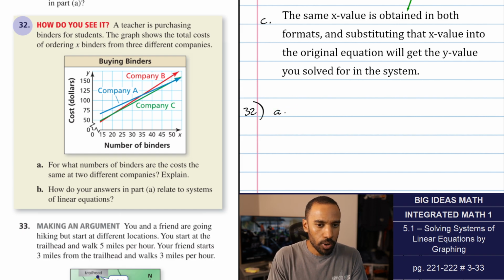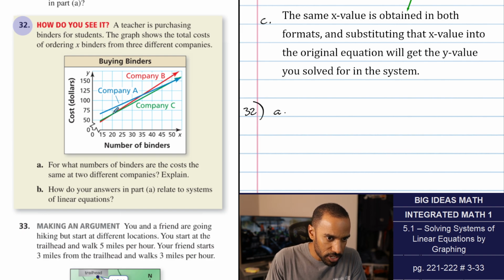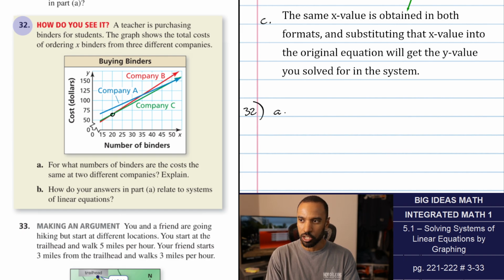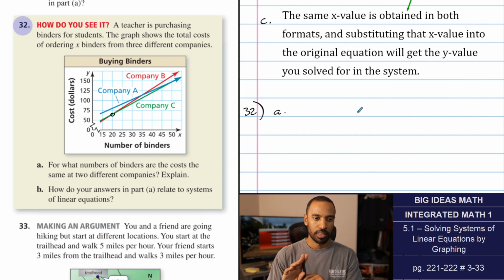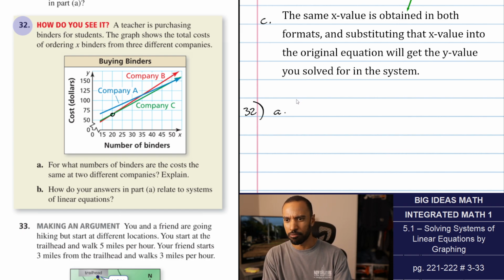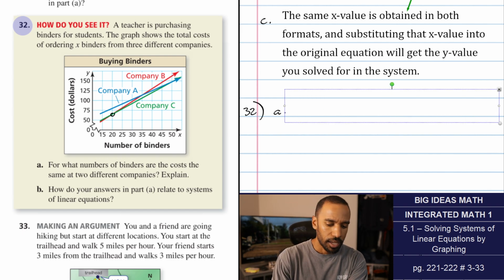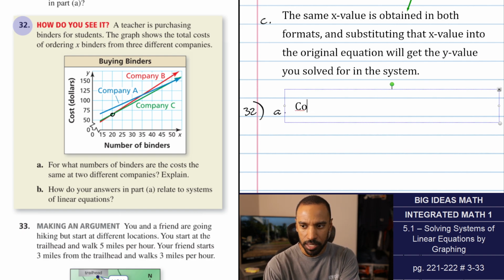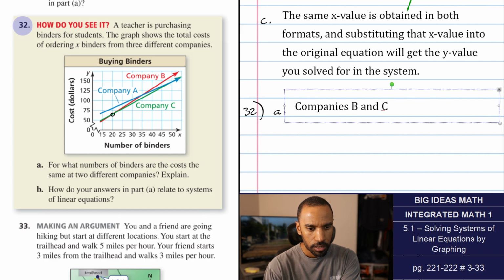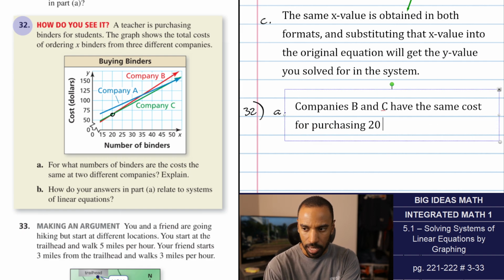Explain. So with green and red, company B and company C, they seem to intersect, I think, right here. I think that's 20. They shouldn't make it too difficult. So I believe they cost the same there. I don't know if we know that actual cost, somewhere between 50 and 75, maybe 65, I don't know. But companies B and C have the same cost for purchasing 20 binders. That's how I see it, at least.